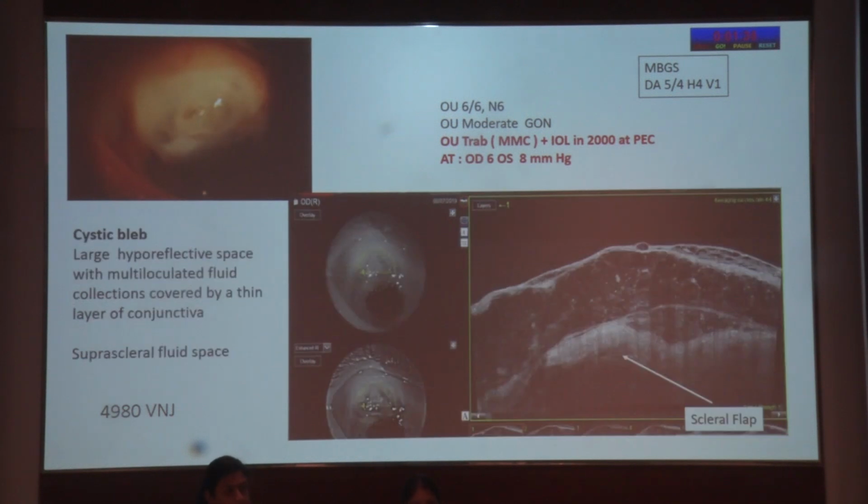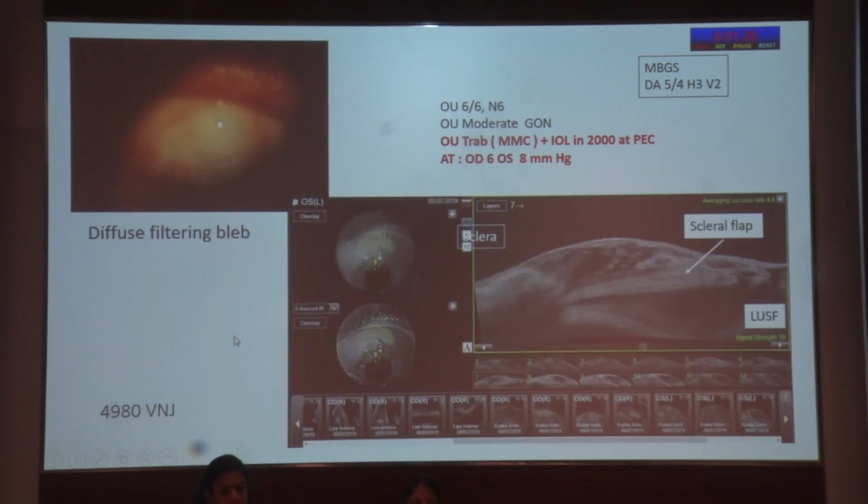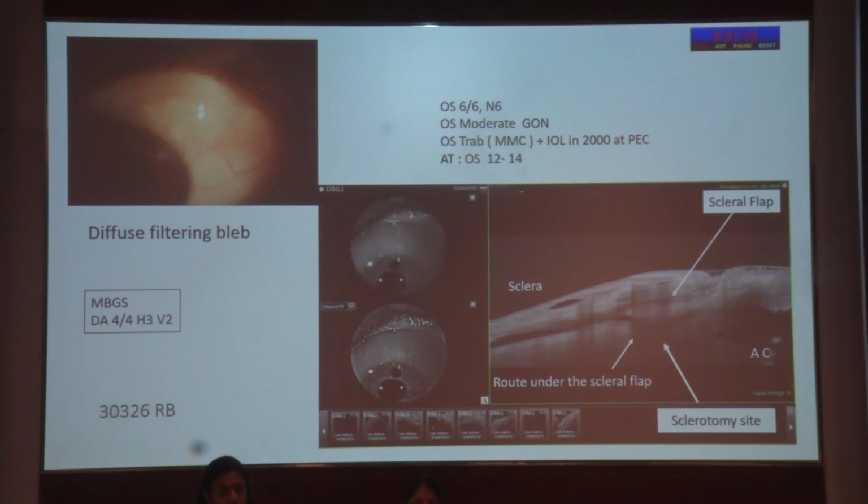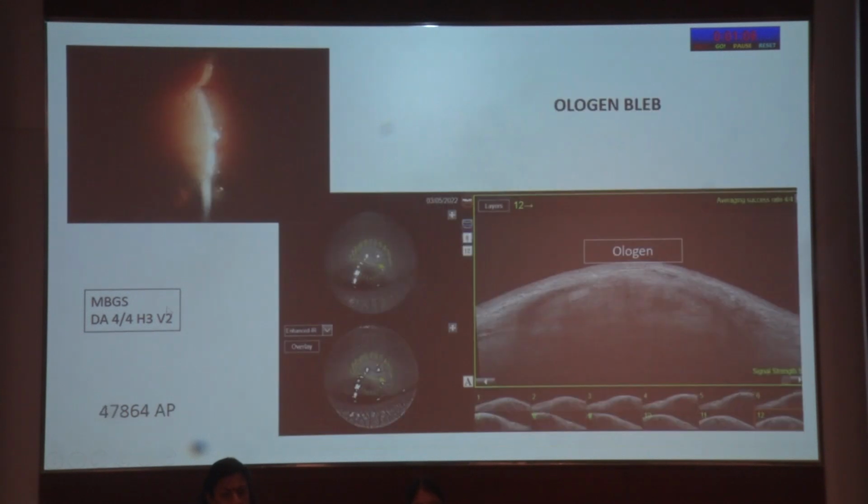Another image of the same patient, you can see the spongy conjunctiva, how it looks over the scleral flap. Next patient, again similarly you can identify the scleral flap, you can see the fluid under it, and the spongy overlying conjunctiva. Here you can find out how the trab is behaving, you can find the fluid and root under the scleral flap in this patient also. Pressure is 12 to 14, and next is the ologen bleb.